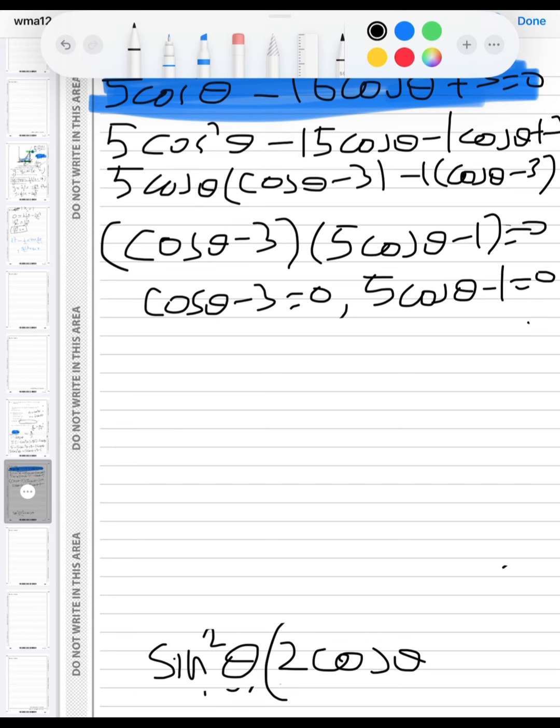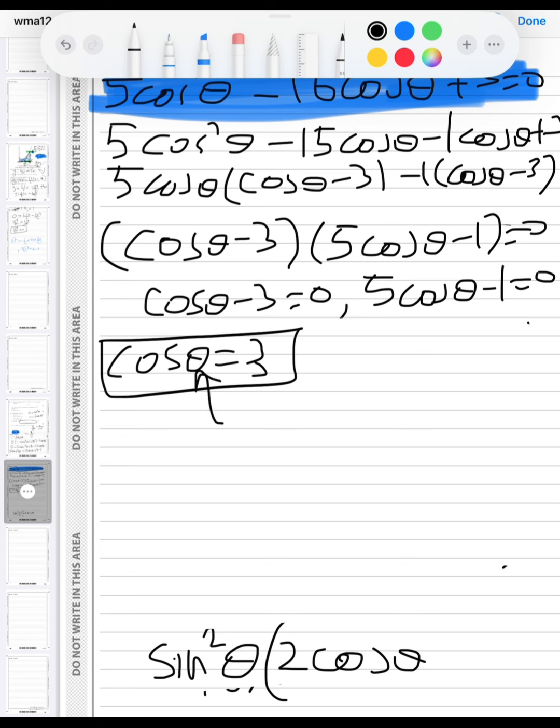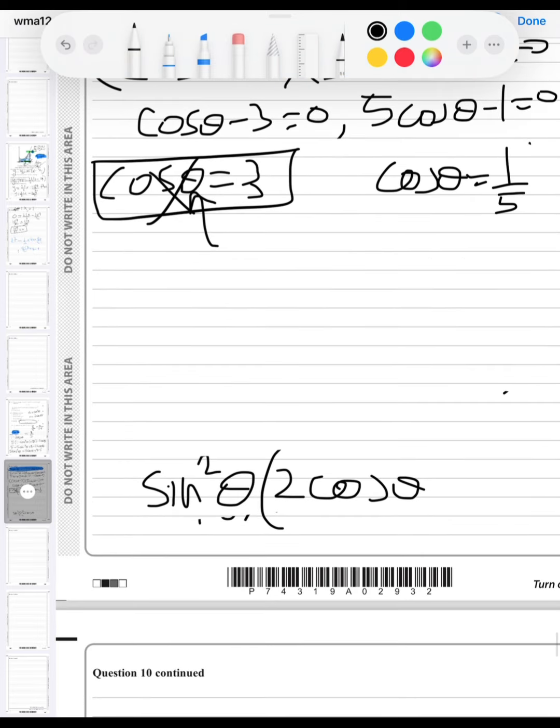Okay, so now cos theta is equal to 3. That is not possible, because by putting any angle in, we cannot get a value of cos greater than 1, so we will reject this one. For the other one, cos theta is equal to 1 upon 5, so we got the value.